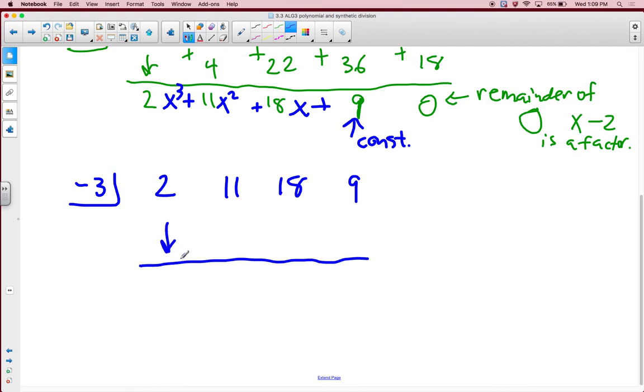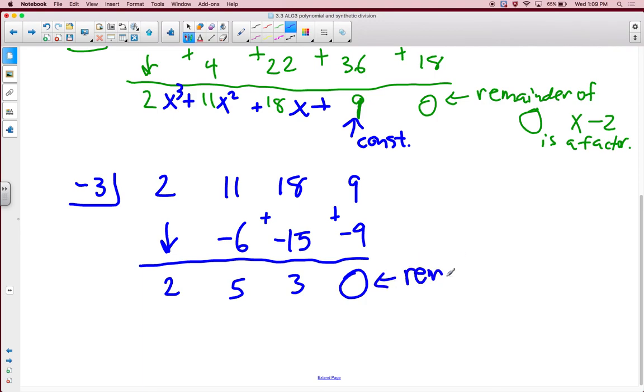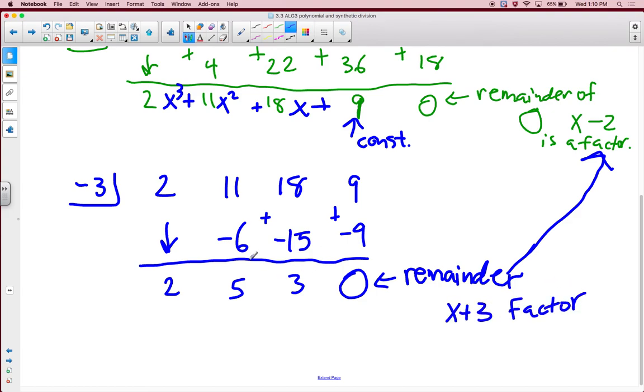So here we go. We bring down the 2, we multiply, we get negative 6, add, 11 minus 6 is a 5, multiply, add, multiply, and add. And therefore, we get a remainder of 0. And when the remainder is 0, it means it is a factor. So that means that x plus 3 is also a factor. Then this is our constant, linear, quadratic terms.